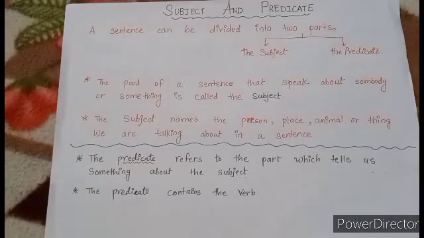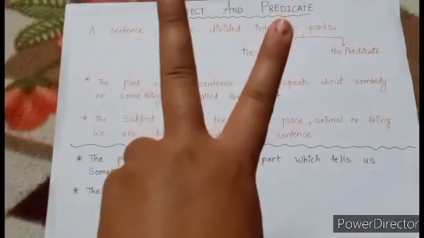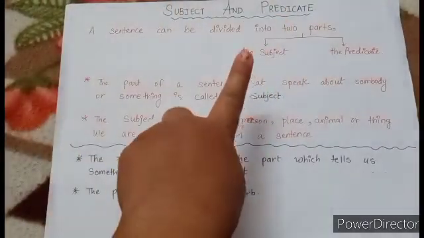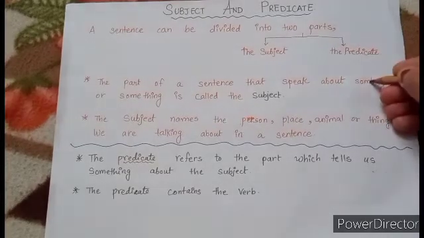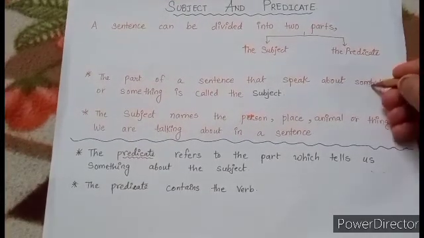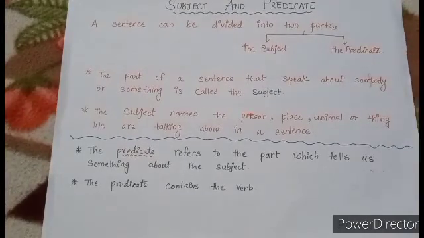Now let's see more about subject and predicate. A sentence can be divided into two parts. One is the subject and the other one is the predicate. Alright, अब subject क्या है? तो सब्जेक्ट वो पार्ट होता है सेंटेंस का जो हमें किसी के बारे में बताता है. या सपोज कोई पर्सन या कोई चीज़ के बारे में जब हमें सेंटेंस का जो पार्ट बताता है दैट इज सब्जेक्ट.